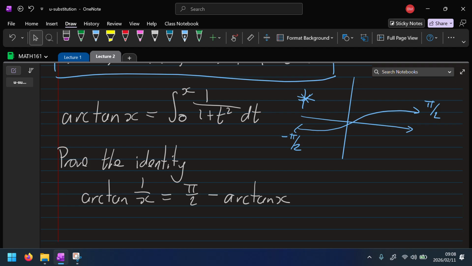I think we did a similar identity to this last year. You don't need to know how to get this identity because we're going to use this integral definition now. Okay, so you start with that left-hand side. You replace x with 1 over x. You do the u substitution, you split it up, and you'll get back to arctan x. Okay, everyone clear on what to do? All good. I hope so.